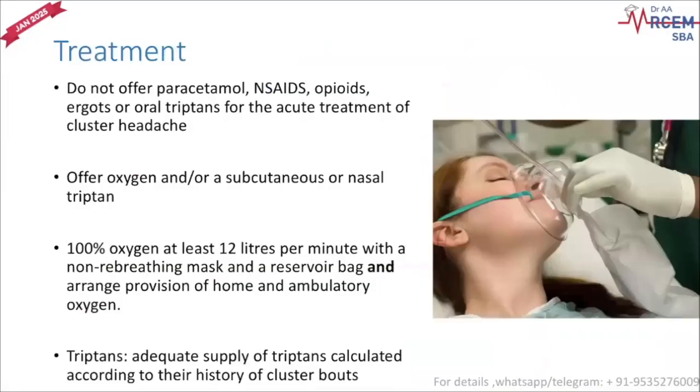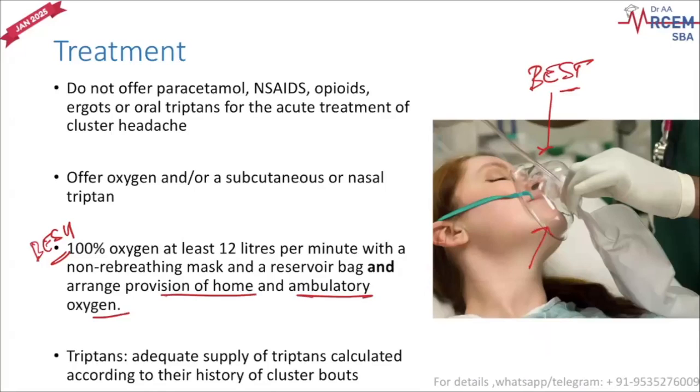What is the treatment? This is important, again tested multiple times in the exam. The best treatment you can give someone who comes with a cluster headache is high flow oxygen. Just connect them to a non-rebreathing mask and give high flow oxygen. Usually it works wonders. Then you will discharge them on an oxygen cylinder and make sure there is enough ambulatory oxygen available in the house for that patient.